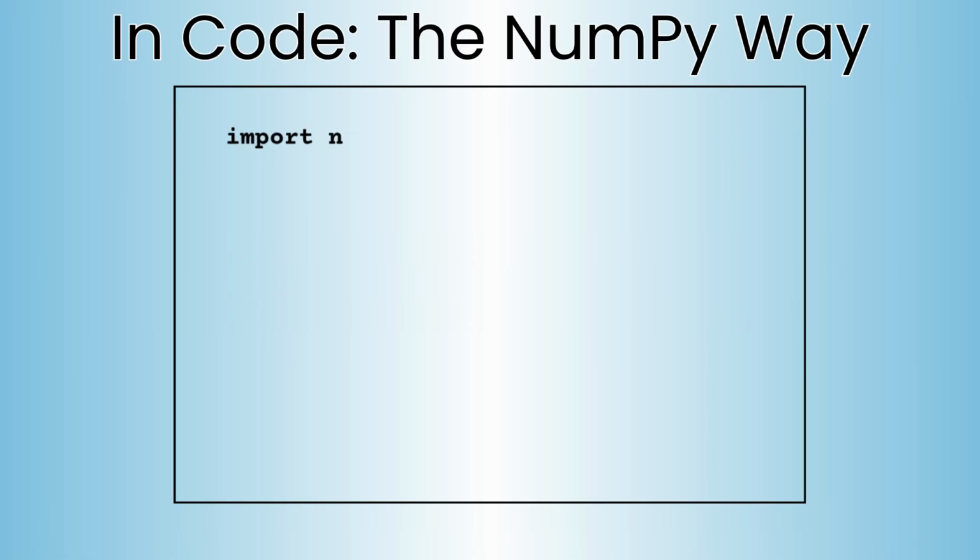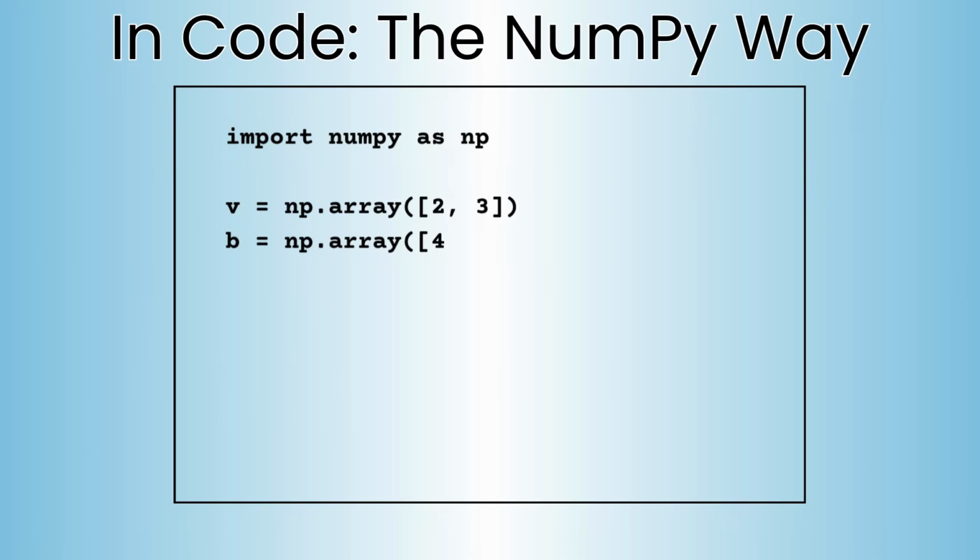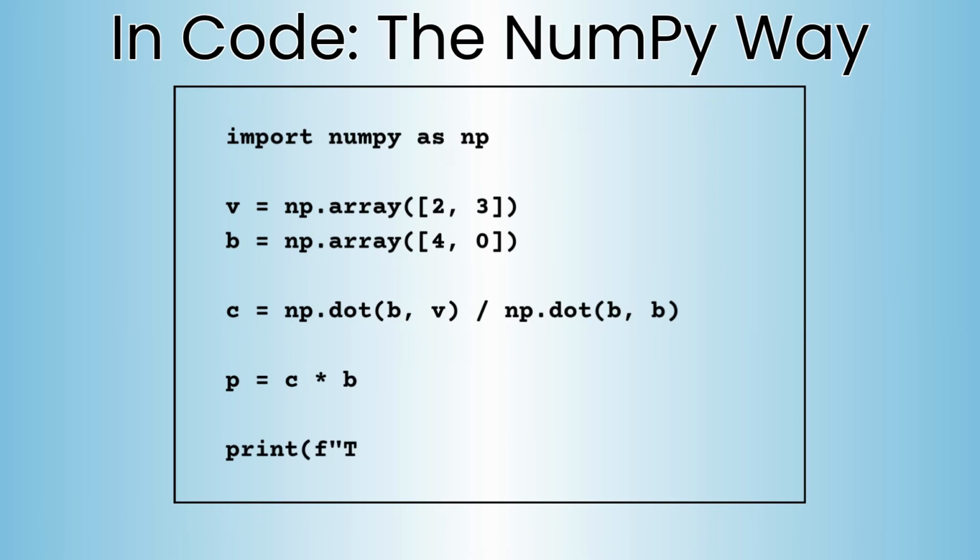In Python, we can implement this directly with NumPy. We define two vectors v and b and calculate the scaling factor c by dividing the dot product of b and v by the dot product of b with itself. And then we calculate the projection vector p by scaling the vector b with the scaling factor. This gives us the projection of vector v.